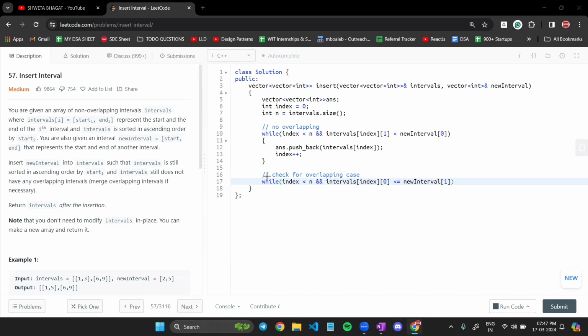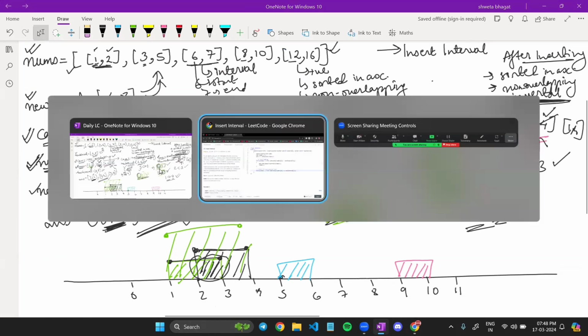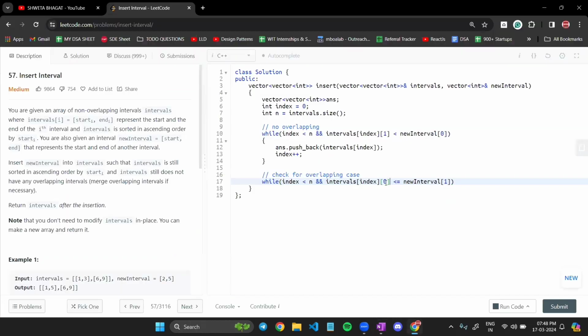So what does it mean? Say, for example, this is the new interval and this is the existing interval. I am checking whether this 5 is greater than this 1 or not. If this 5 is greater than this 1, then definitely they have an overlapping, correct? So if the start of the existing interval is lesser than or equal to the end of the new interval, it means that they have overlapping.